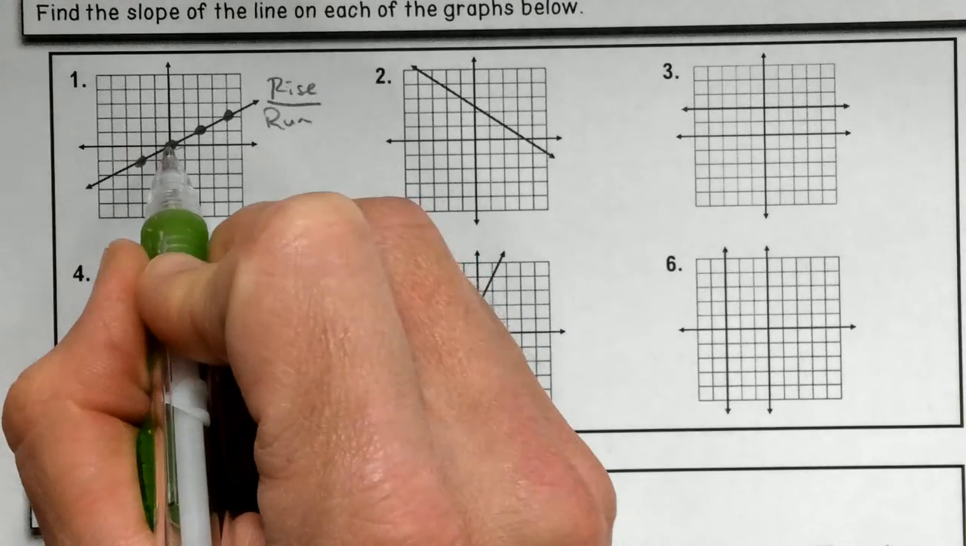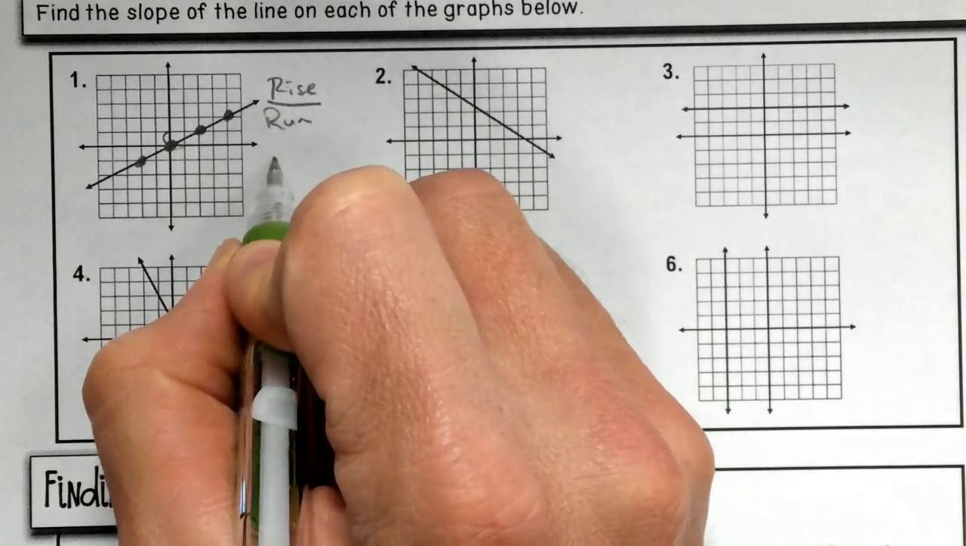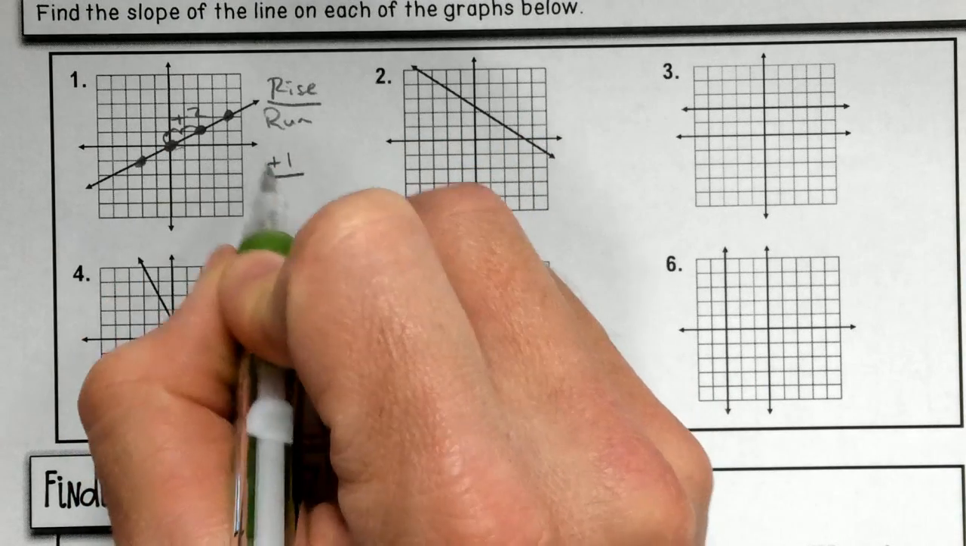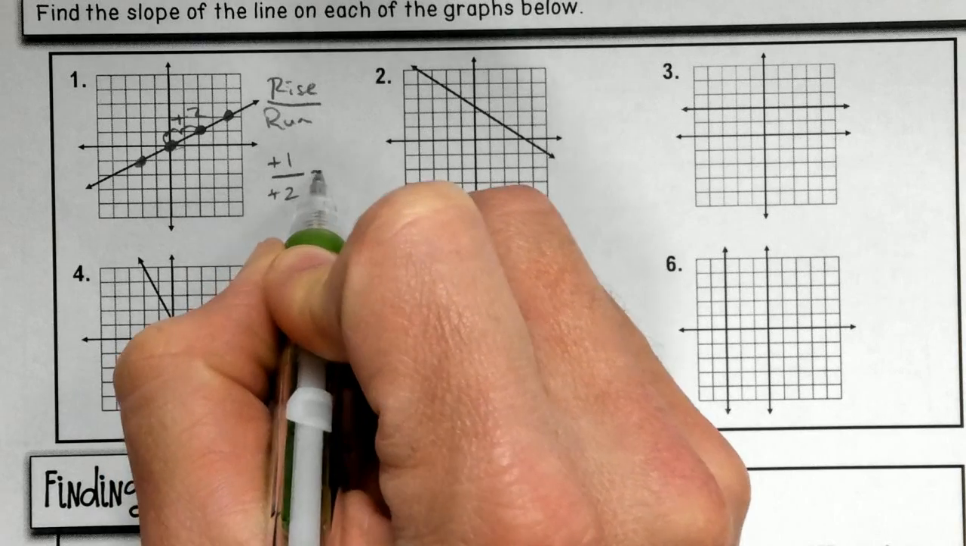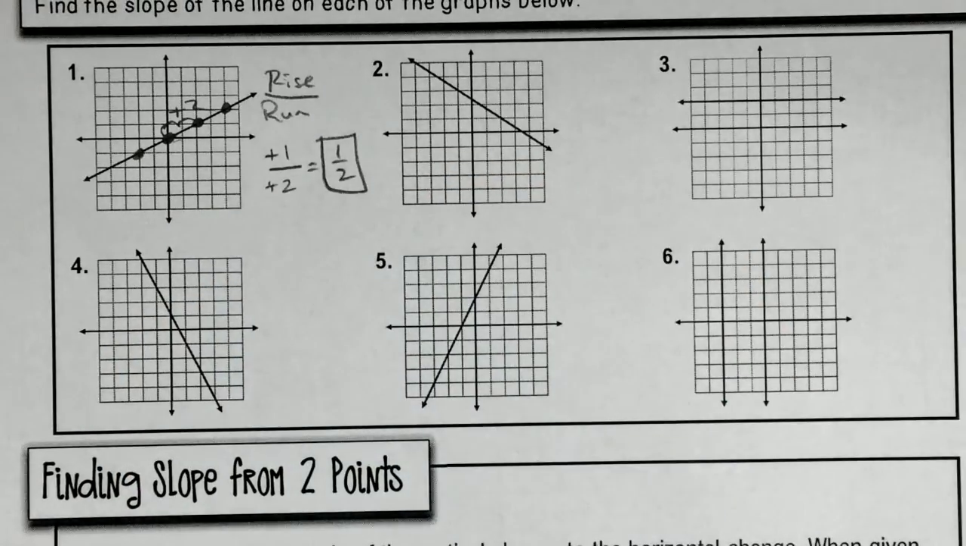So how much am I going up, Ilm? 1. I'm going up 1, I'm rising positive 1, and I'm running 2. So what's your slope? 1 over 2. 1/2. Easy breezy.